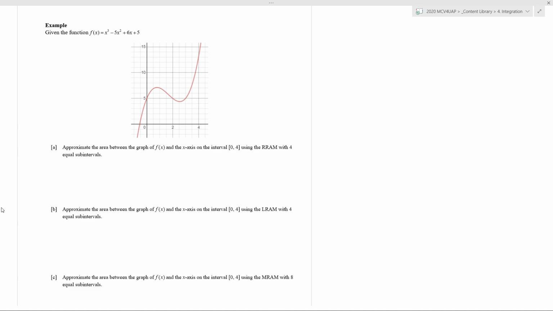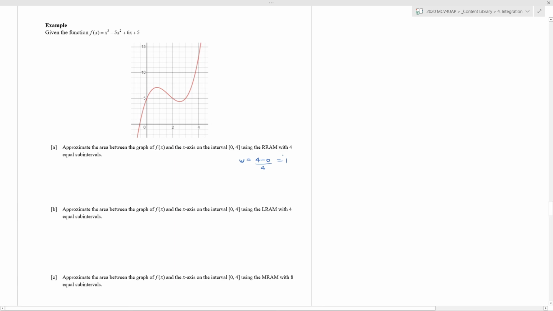And part A says using a right rectangular approximation with 4 equal subintervals. So from 0 to 4 with 4 equal subintervals, my width is going to be 4 minus 0 divided by 4, which is just 1. So here you can see what the partition is going to be.